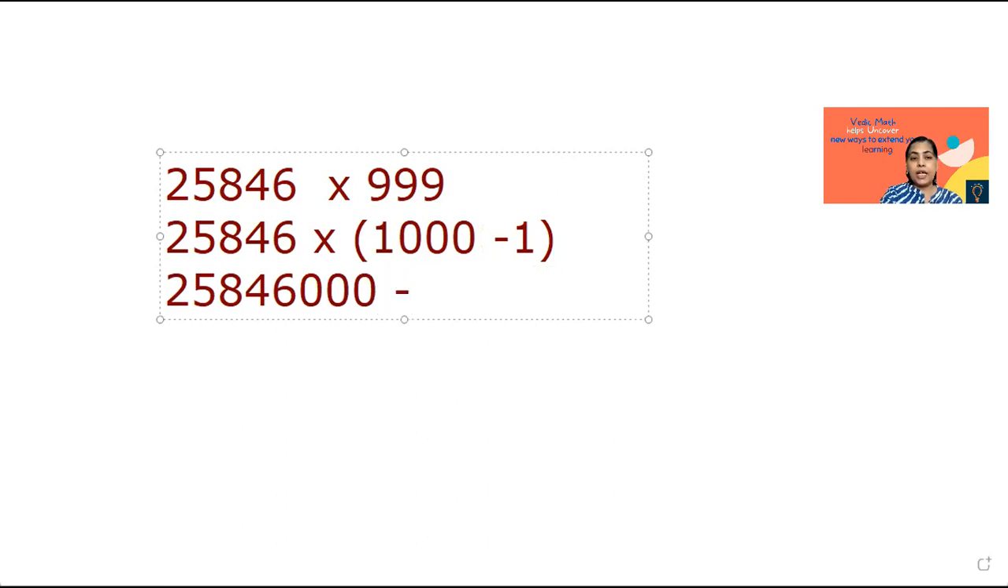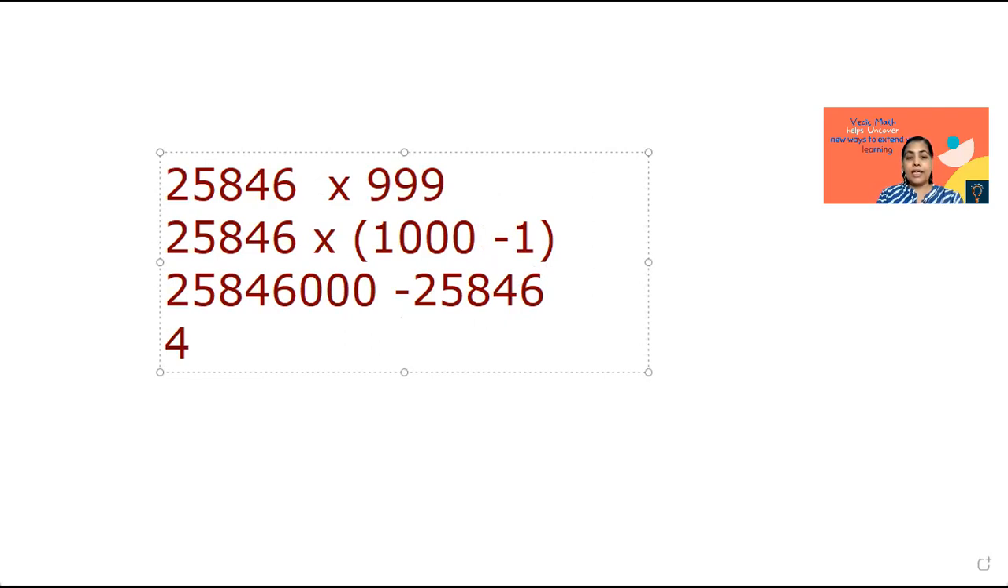Now next is 25846 multiplied by 1 is this. Now what is your answer going to be? This is 10 minus 6 is 4. Then 9 minus 4 is 5. 9 minus 8 is 1. And from here, it will be 5.